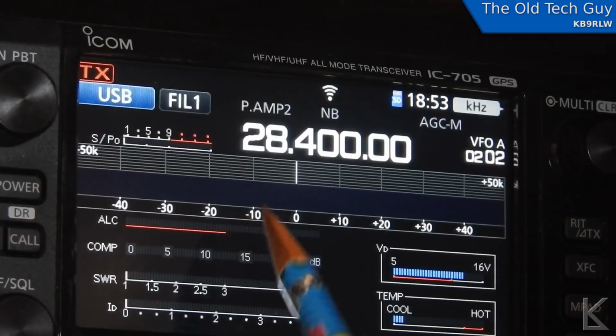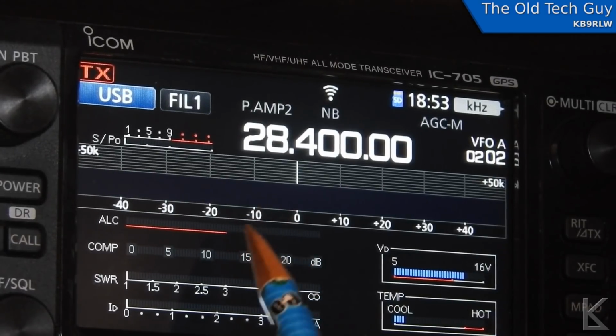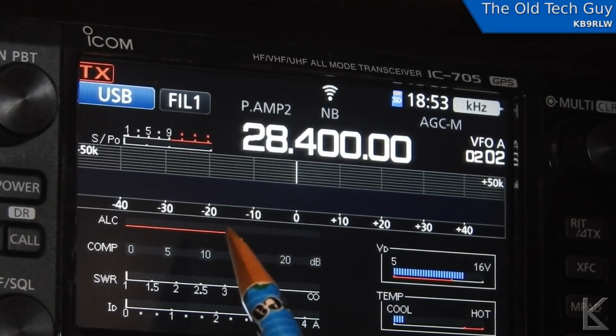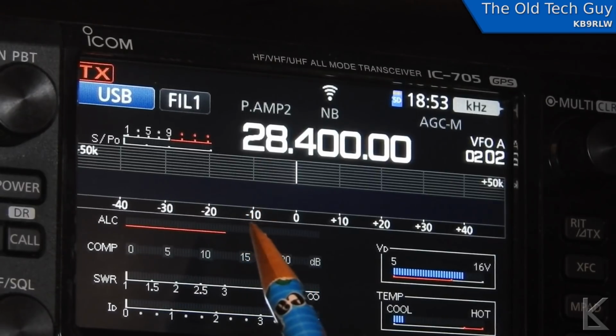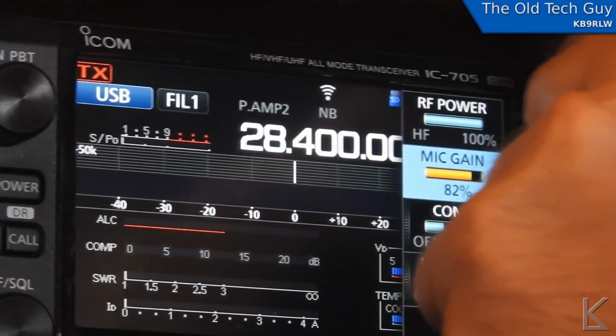Now, as you can see, it got right up to the very top of the meter. That means I'm probably overdriving, probably clipping, and probably splattering. I'm pushing the ALC beyond its range, beyond its ability to pull that gain back. Let's make it even worse. I'll put the mic gain all the way up to 100%.